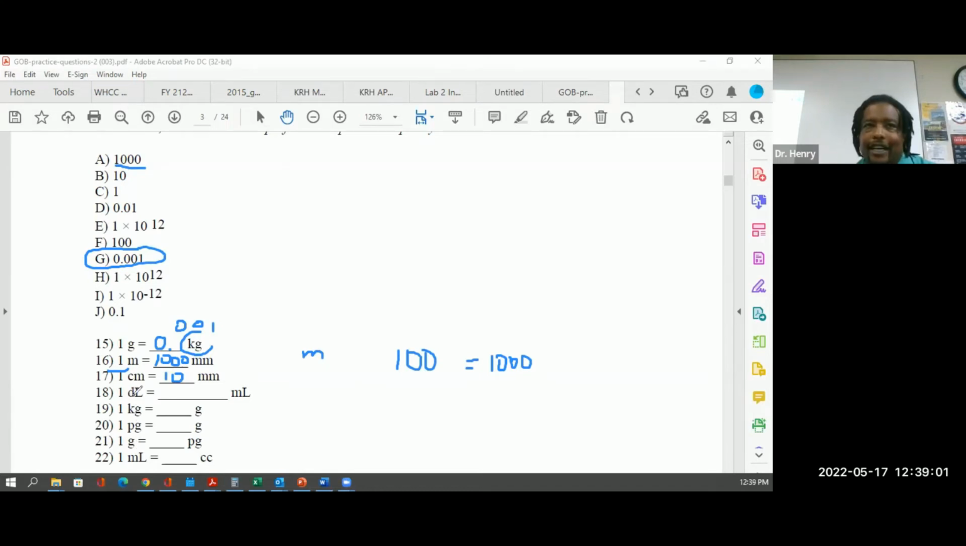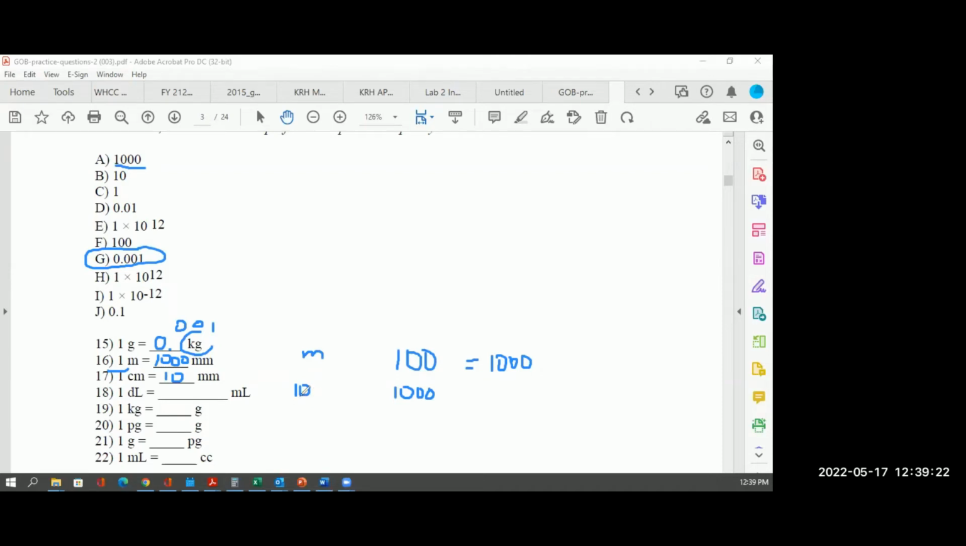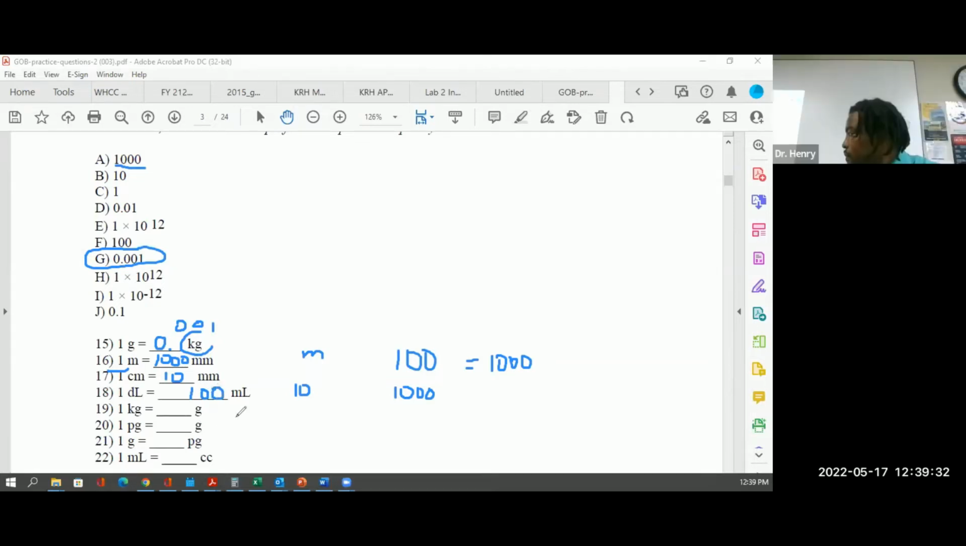Here's that deci, right? So we have 1 decimeter. That's going to be 10. Deci meaning 10, like a decade, 10 years, right? And then we know that mil is 1,000. So the difference between 1,000 and 10 is what? 100. Okay, so 100 milliliters is going to equal a deciliter.